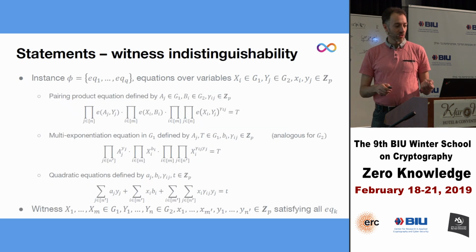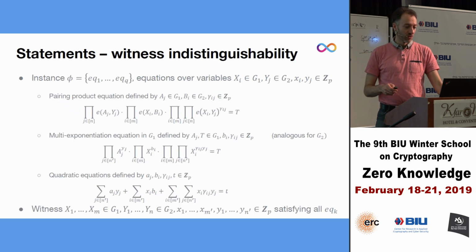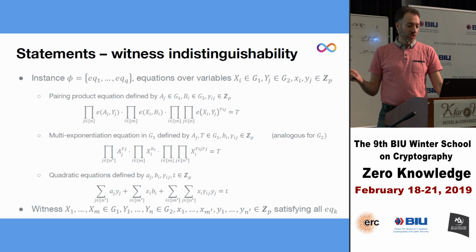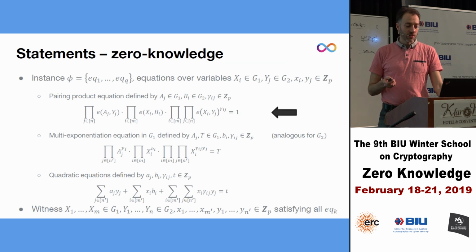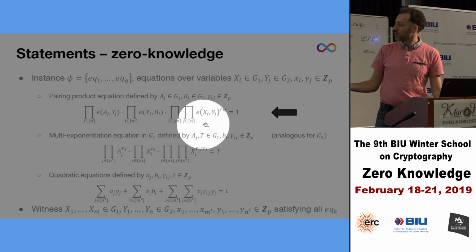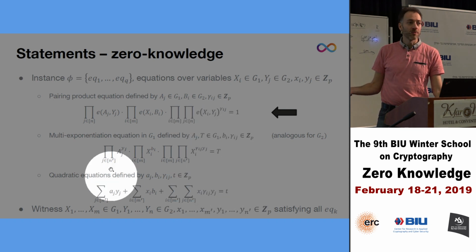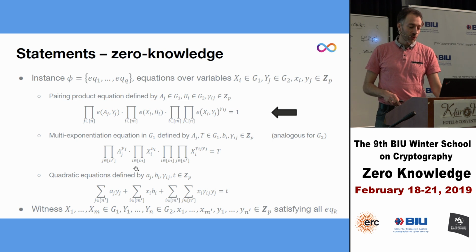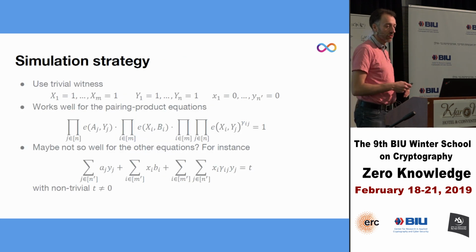Okay, so what about zero knowledge, right? So for witness indistinguishability, we get this nice picture. For zero knowledge, I argued that we needed ones here. But why don't we need these ones to be 0? And the reason is that we can do some rewriting.